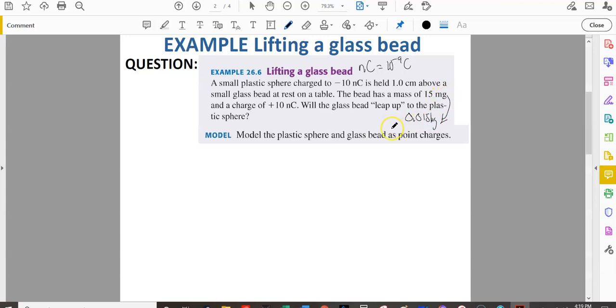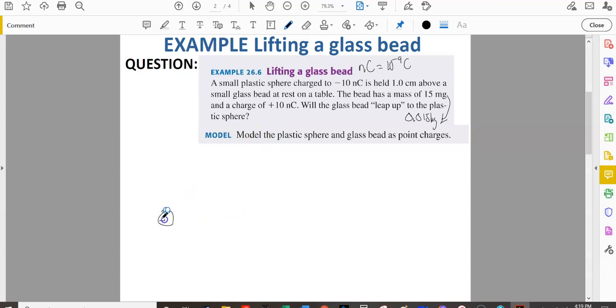Okay, and it's going to leap up off the table. Okay, and they're basically asking the question, will the object leap up off the table? So let's draw this out. So our model, what we're going to do is go ahead and draw this out.